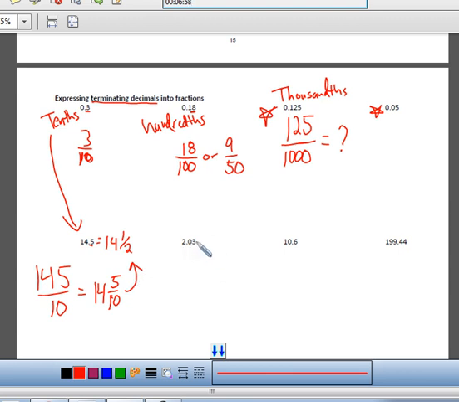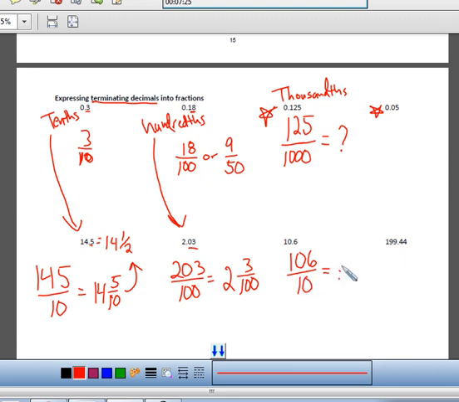2.03, that's 2 and 3 hundredths. This is hundredths. So I'm going to put 203 over 100. And what does that simplify to? 2 and 3/100. The next one, 10.6, or 10 and 6/10. 106 over 10 equals, I'm going to let you finish this one.